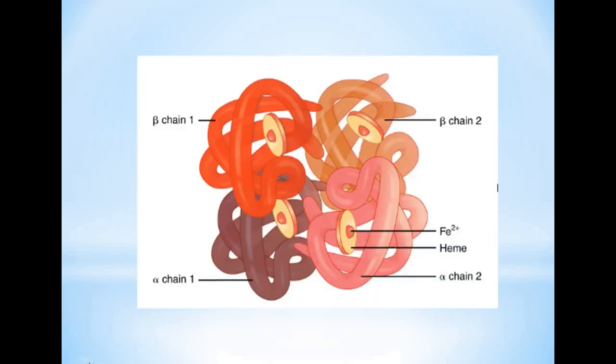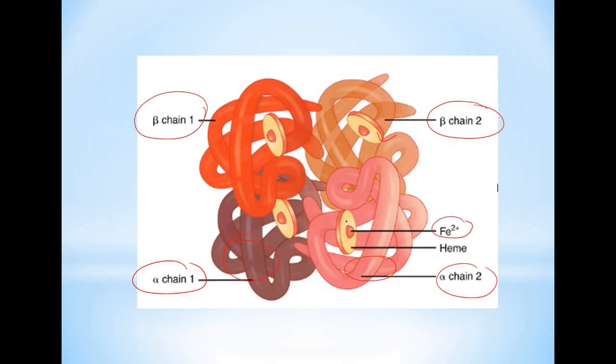This is the structure of hemoglobin. You can see four chains. One is alpha 1, alpha 2, and this is beta 2 and beta 1. You can see this structure is iron. Surrounding the iron, the heme pigment is there.